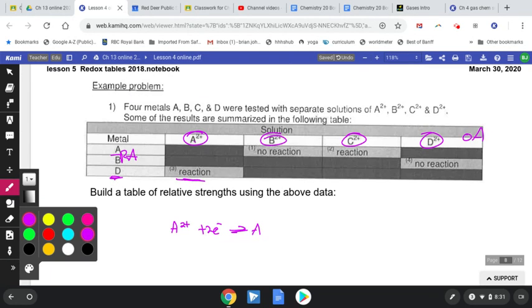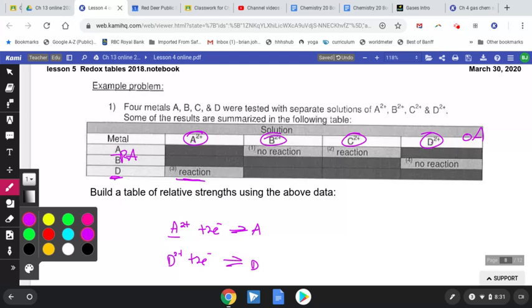Okay, so what do we know about A2 plus? It reacts with D. So A2 plus reacts with D, which means D is below it. So I'm just going to put it there and leave space to write on both sides, both above and below it. And that's D. These are all 2 plus. D2 plus. It's starting to look like my middle school report card. An A and a D.